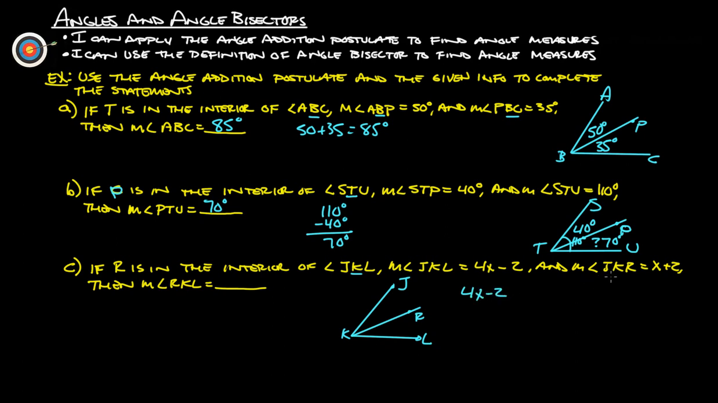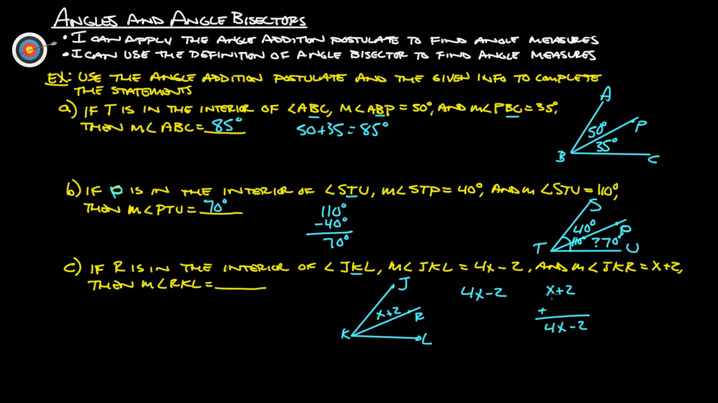And then we know the measure of angle JKR, this right here, is x plus 2. Then they're going to ask us what is the measure of RKL. So we know that JKR, which is x plus 2, plus RKL, which we don't know right now, is going to equal this 4x minus 2.